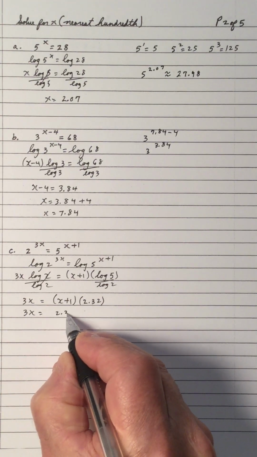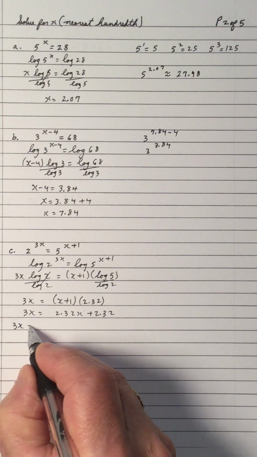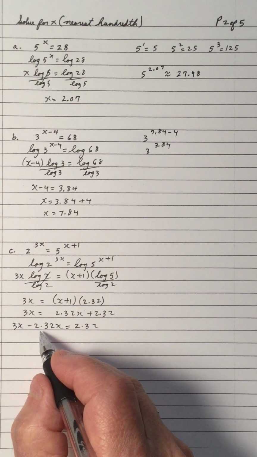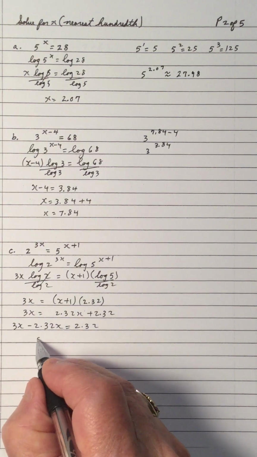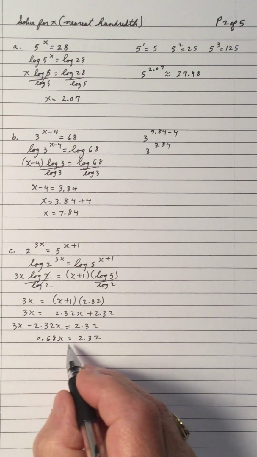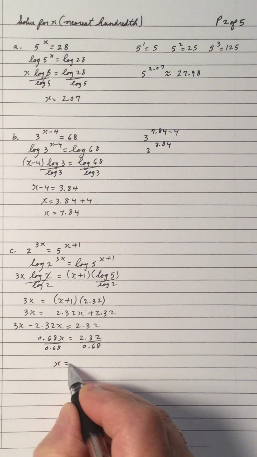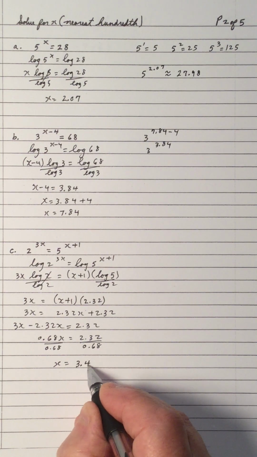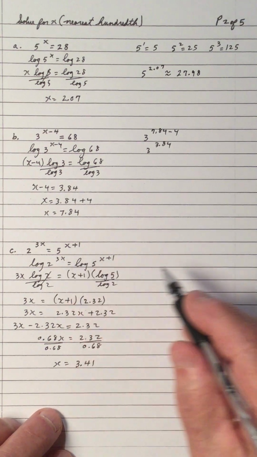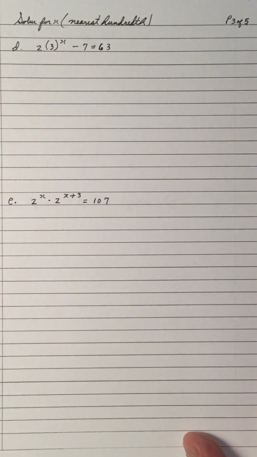2.32 times x, 2.32 times 1. Move the x's to the left side. Done. And we subtract that, and we get 0.68x equals 2.32. And we divide by 0.68. So x equals, with a calculator, 3.41 approximately. If you check that out, you'll find that both sides will be approximately the same. Okay, let's try another one.